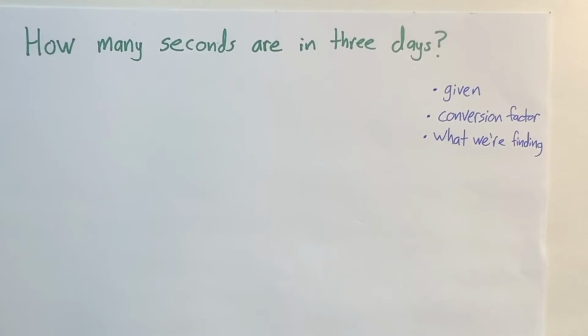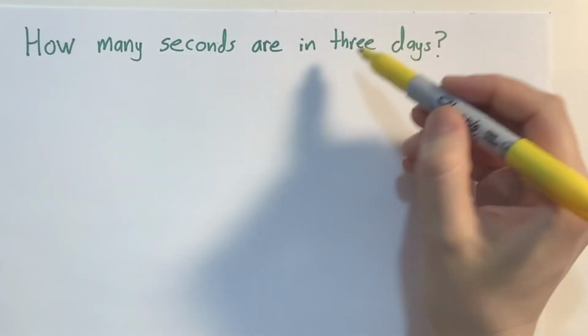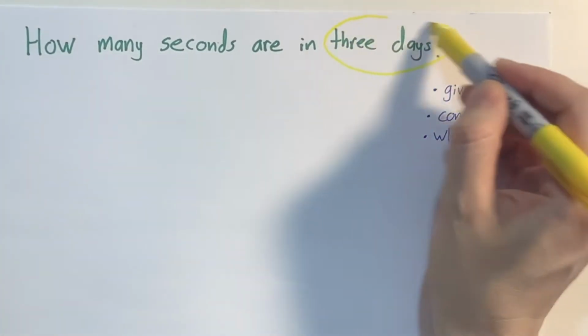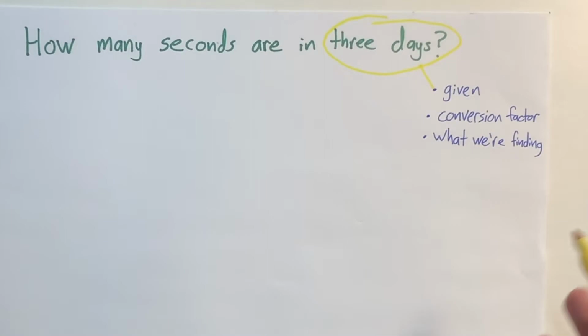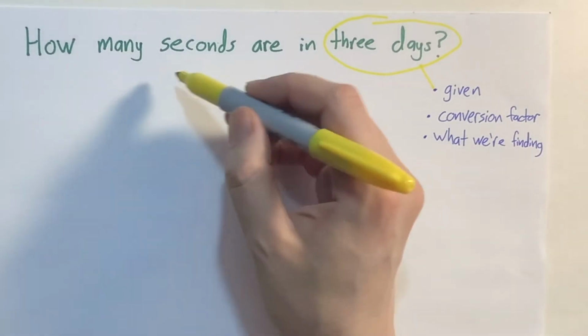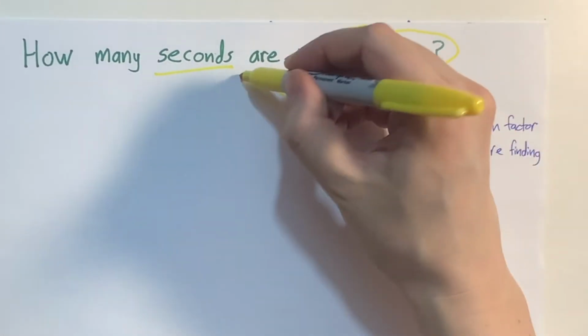How many seconds are in 3 days? For each of these, we look at our given, our conversion factor, and figure out what we're finding. Our given is the number we have, so we have 3 days. That's our given. Our conversion factor we'll get to in a second, but most people know minutes to seconds to hours to days. And what we're finding is seconds. So that's what we're finding.